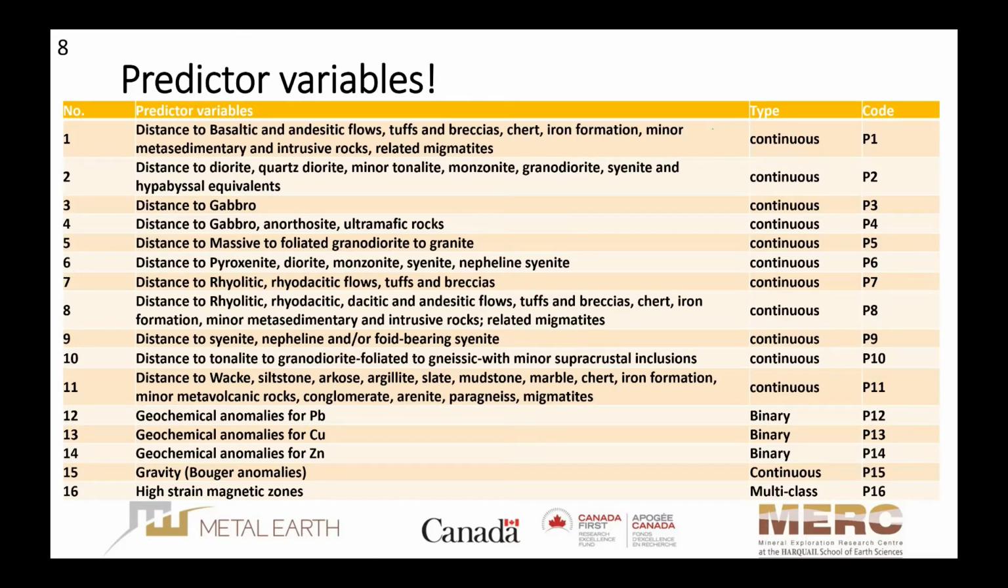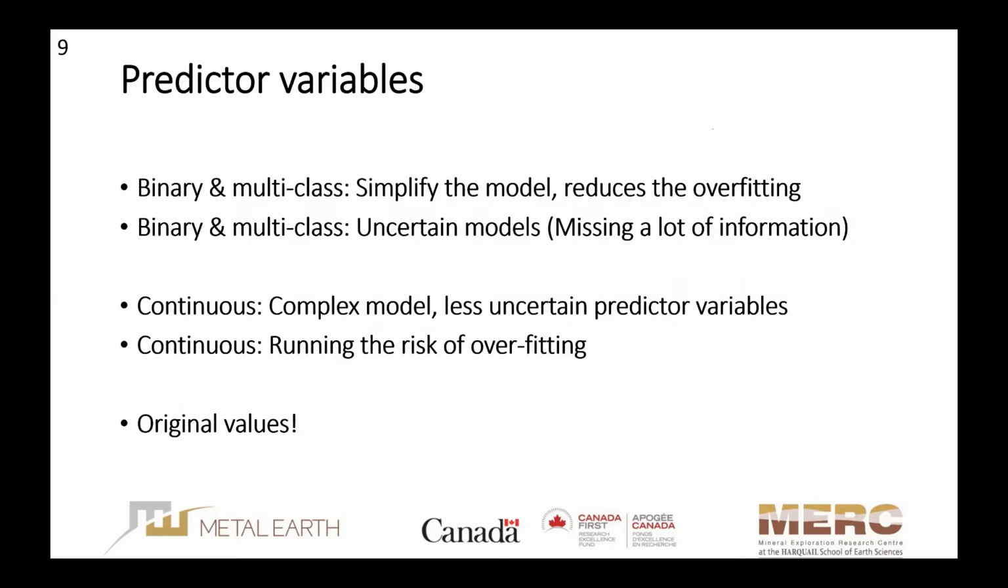So we have different types of predictor variables in this study. Some of them are continuous variables, some of them are binary, and some of them are multi-class. Each of which have different features, have some advantages and disadvantages. And some of these predictor variables are not that robust. I'm going to explain that. So with binary and multi-class variables, what we do is that we try to reduce the complexity of our model, and we simplify our model with them.